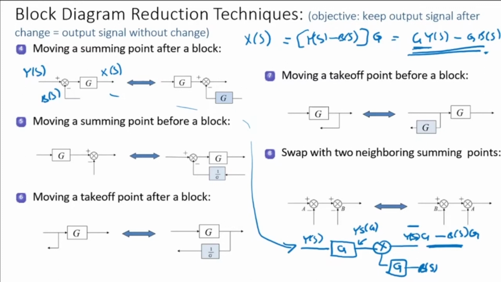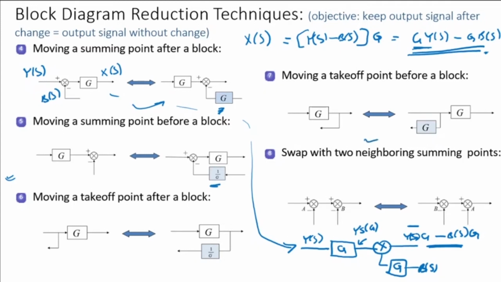So if you move a summing block forward, like here, you need to add a G. If you move a summing block backward, like in the second case, you have to add a 1 by G. That means you have to remove the G. You can use the same logic and understand. There is nothing to learn by heart here. All you need is to use the logic, and it's very easy. Similarly, for moving a takeoff point forward and moving a takeoff point back, you just have to add 1 by G and G.